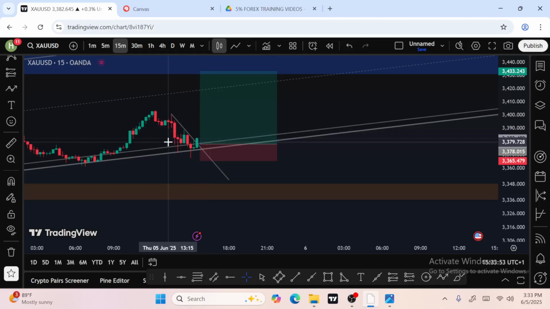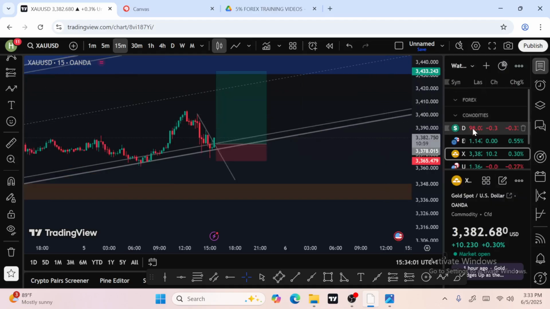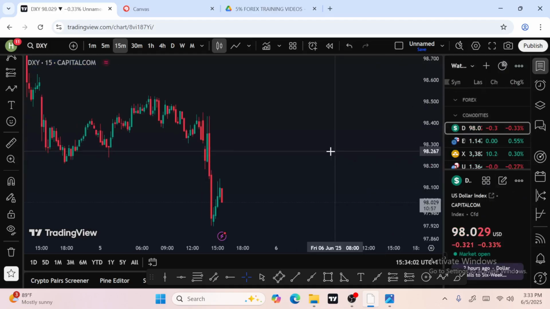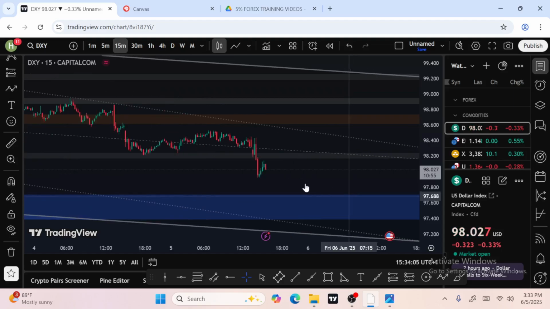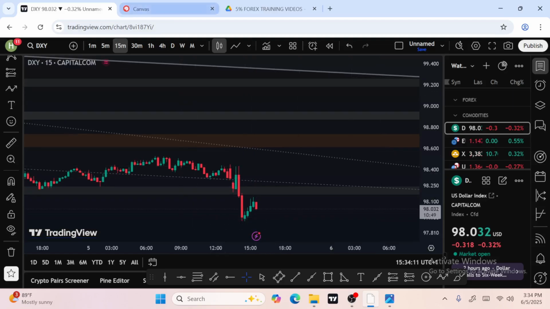Do you get it now? It could act as a fake breakout. But now, another confirmation I do use for my confluence is DXY. Don't forget DXY. Now, check your DXY. What is DXY doing? Check it now. It's selling.